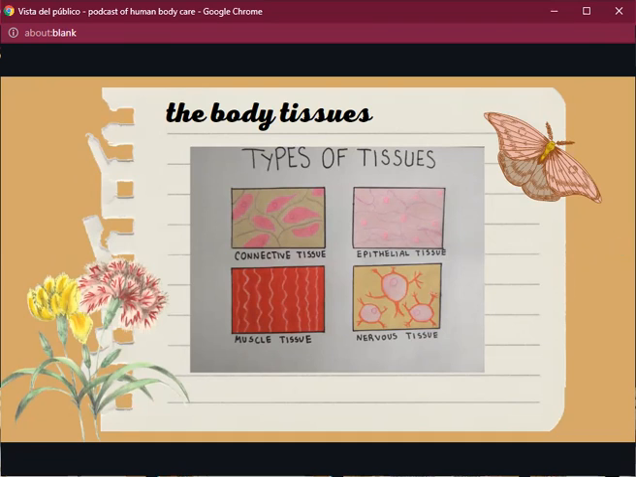Then the epithelial protects us, and it gives us secretion and absorption. Then the muscle one produces body movement, maintains posture, and generates heat. And the last one is the nervous one, that has sensory input, integration of data, motor output, and it also helps controlling and coordinating many body activities.